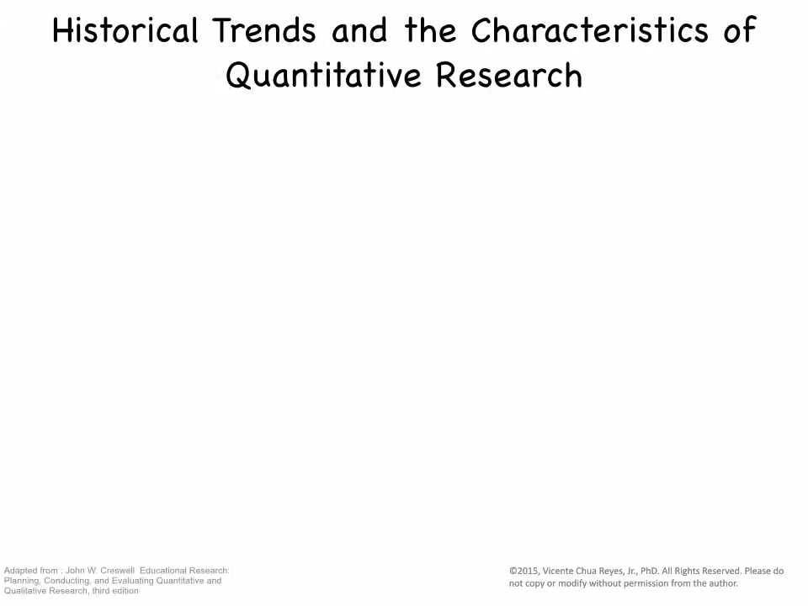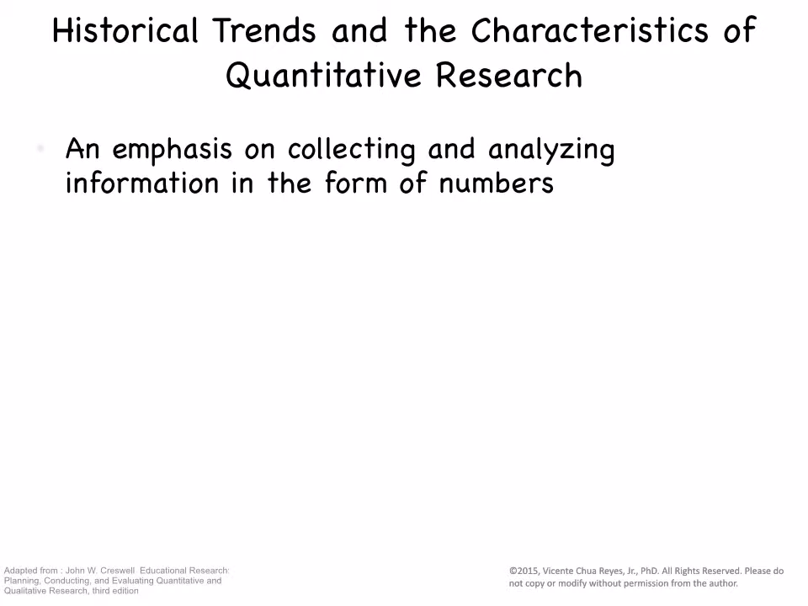If we carefully look at the historical trends and characteristics of quantitative research, we will basically be able to identify 3 different types of emphases. The first emphasis is on collecting and analyzing information in the form of numbers. A specific example of this would be the emergence of the idea referred to as the intelligence quotient, or IQ.